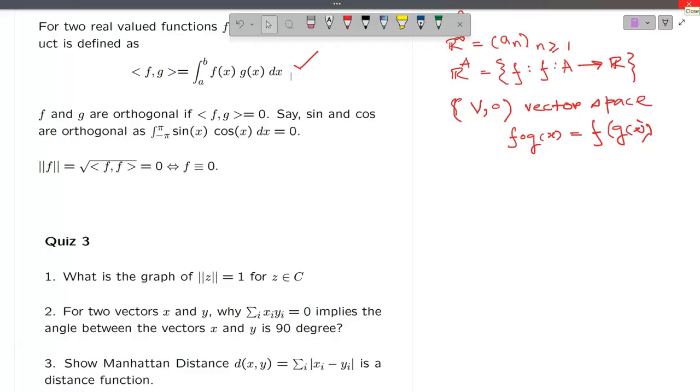And we say f and g are orthogonal if their inner product is 0. So sine and cos are orthogonal because the integral from minus pi to plus pi of sin x cos x dx equals 0. So we can define the orthogonality of two functions, and then we can define the norm. The norm of a function is the root of the inner product of f with itself, which is 0 if and only if f is identically equal to 0.